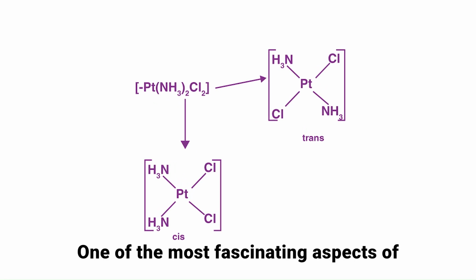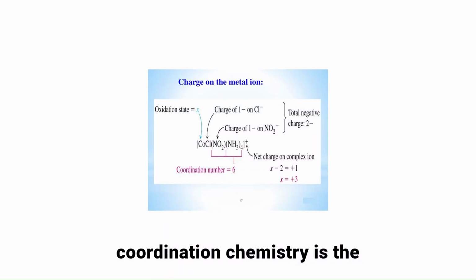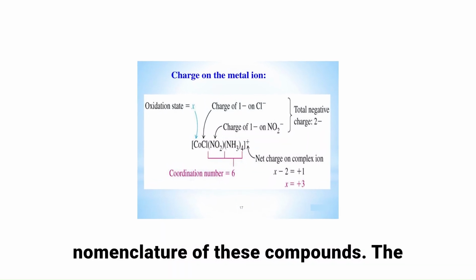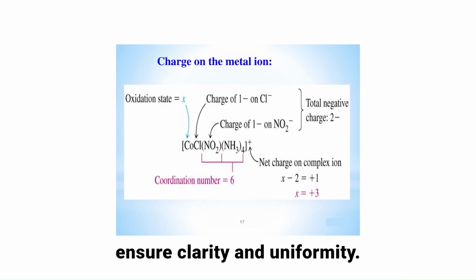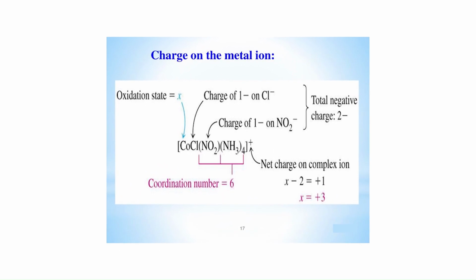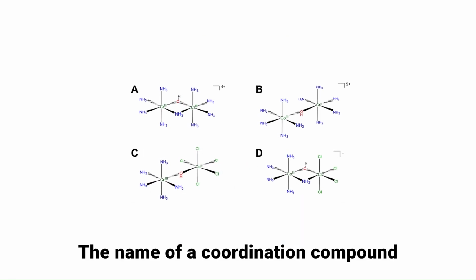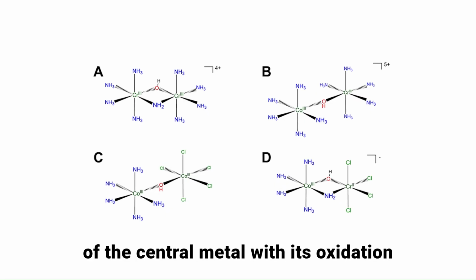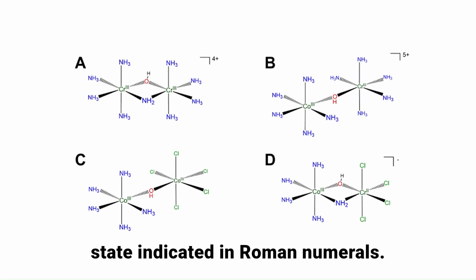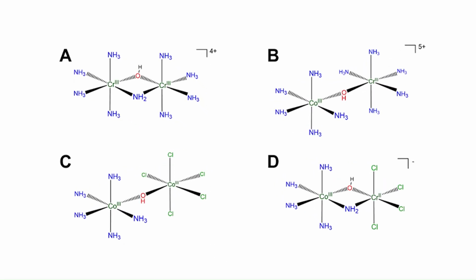One of the most fascinating aspects of coordination chemistry is the nomenclature of these compounds. The naming system follows specific rules to ensure clarity and uniformity. The name of a coordination compound begins with the ligands listed in alphabetical order, followed by the name of the central metal with its oxidation state indicated in Roman numerals.